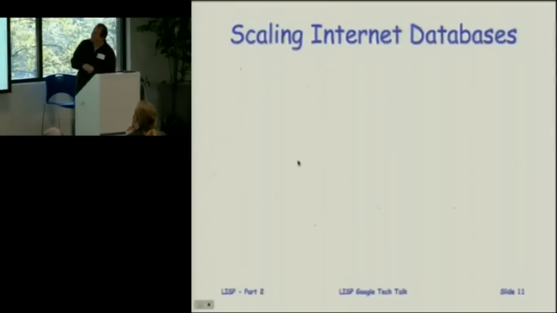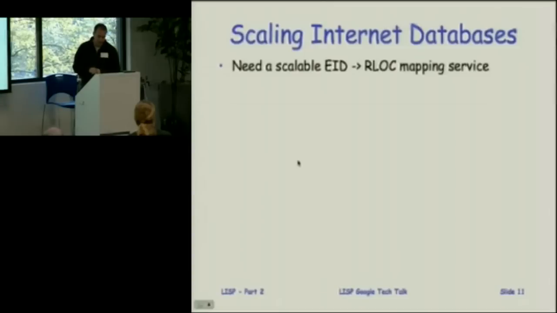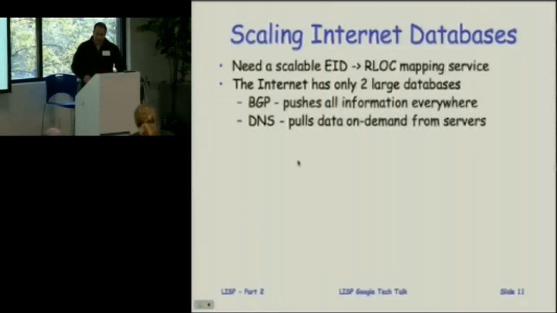So, scaling internet databases. This is really fun. We need this EID to locator mapping service. And really, the internet today only has two large databases. One's called BGP and one's called DNS. They're fundamentally different, and I'd argue that they're at different extremes.